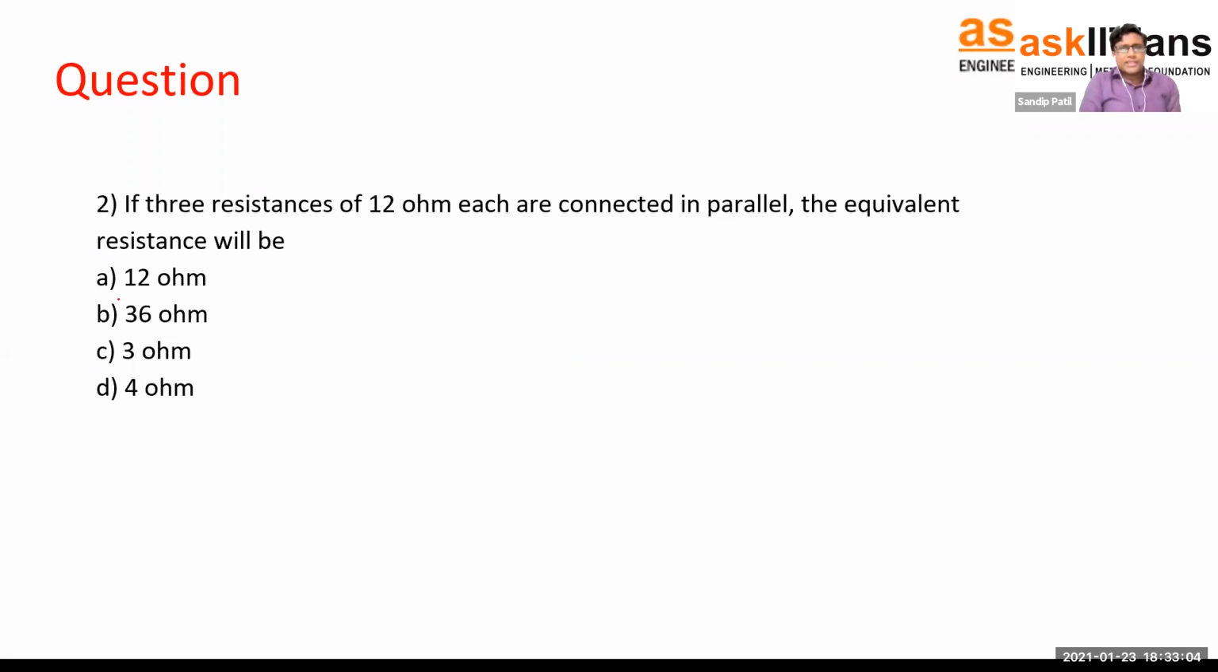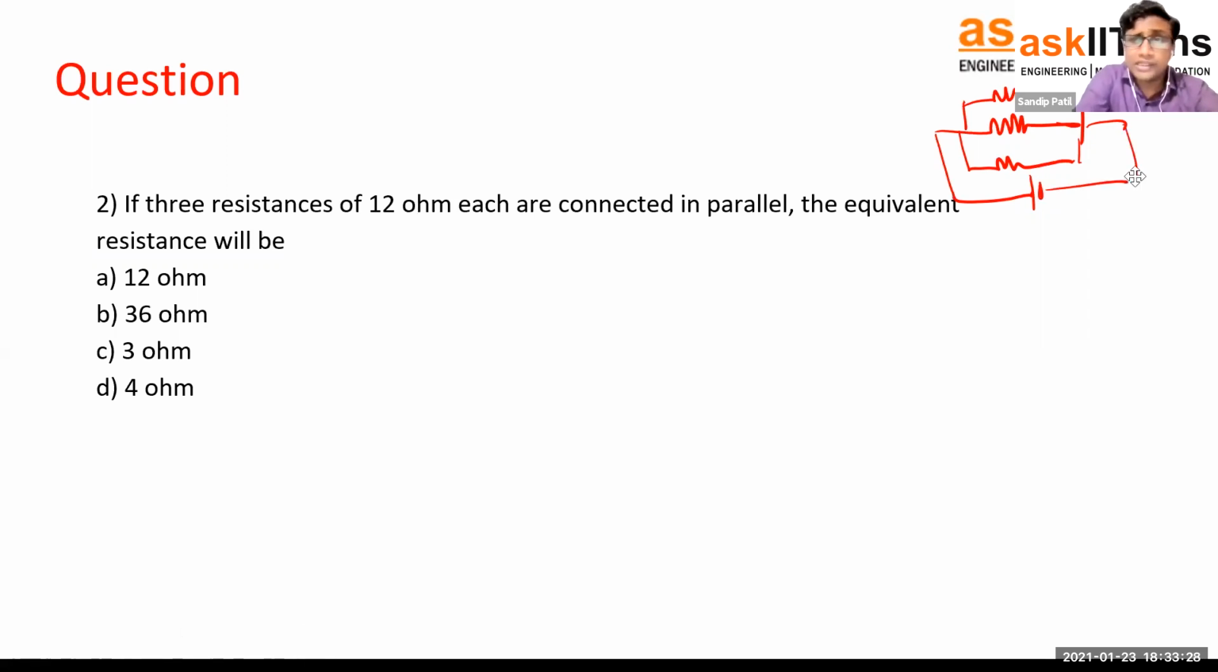If 3 resistances of 12 ohm each are connected in parallel, the equivalent resistance will be? Parallel means we have seen this diagram, right? So this is our diagram for the parallel, and it is connected to a battery. They haven't mentioned how much voltage the battery is. We don't care about that. They are just asking us the equivalent resistance.